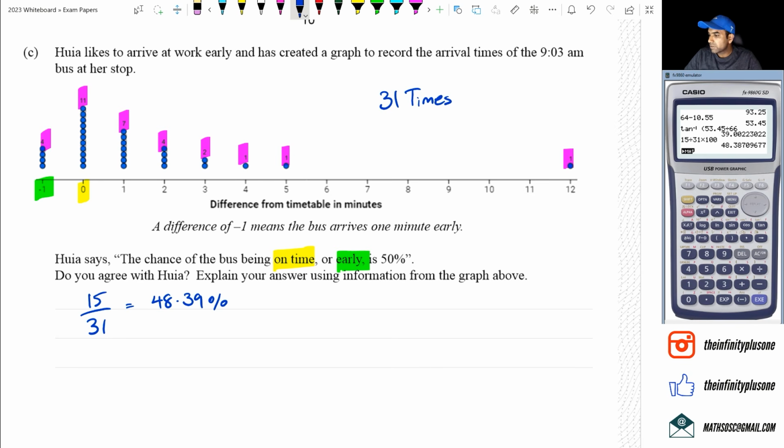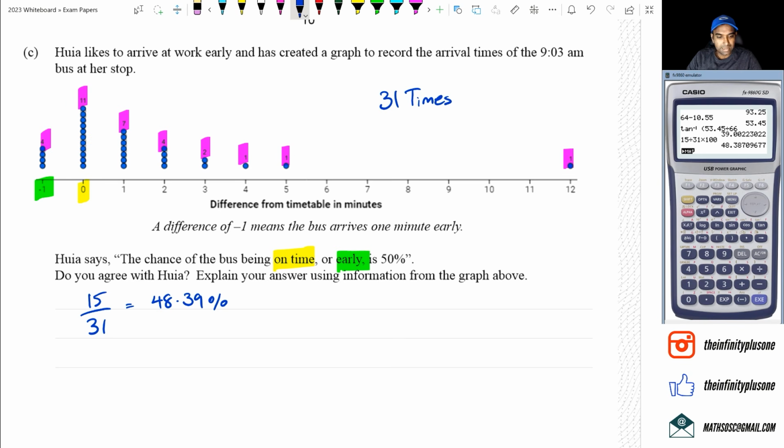So here's where you can actually get a bit technical, guys. You could actually agree with this answer. Yes, I agree, because 48.39% is close to 50%. Or no, I disagree, because 48.39 is not 50%.